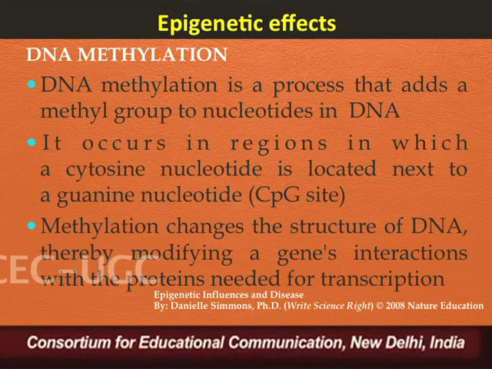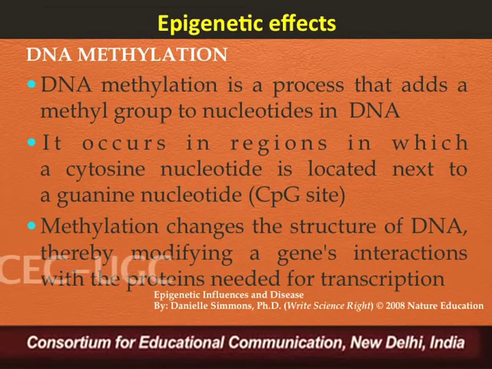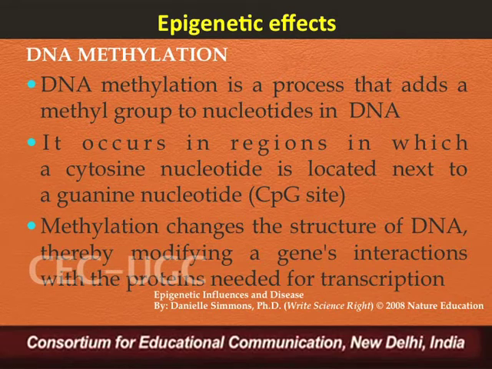What exactly happens in DNA methylation is that a methyl group gets added to nucleotides at specific locations of the DNA. It usually happens in regions which are rich in C and G. CG rich regions are the ones which usually undergo methylation, and the C nucleotide is the one which undergoes methylation. Due to the addition of the methyl group, there is a change in the structure of DNA, and therefore a change in the interaction of the DNA with the proteins needed for transcription. That is, the proteins required for transcribing that particular gene into RNA might not interact properly with the DNA if it is methylated.